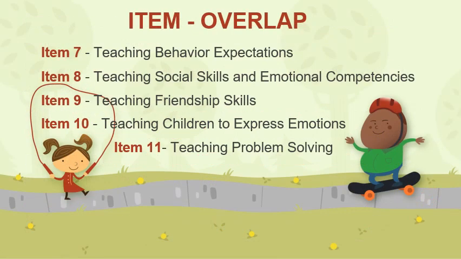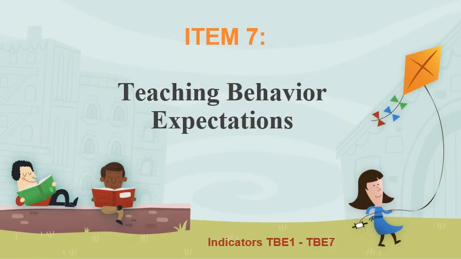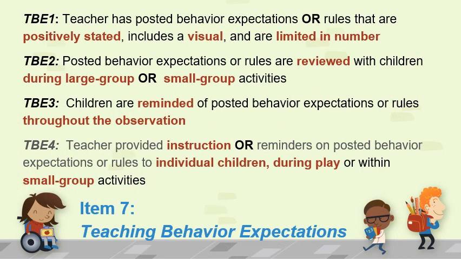Before moving forward to item 7, I would like to point out that on the slide, items 7 through item 11 have so much overlap that they could almost be taught as cluster skills, as so many of these skills spill over and affect the others. Item 7, Teaching Behavior Expectations, has 7 indicators. Indicator 1, TBE1. Teacher has posted behavior expectations or rules that are positively stated, includes a visual, and are limited in number.